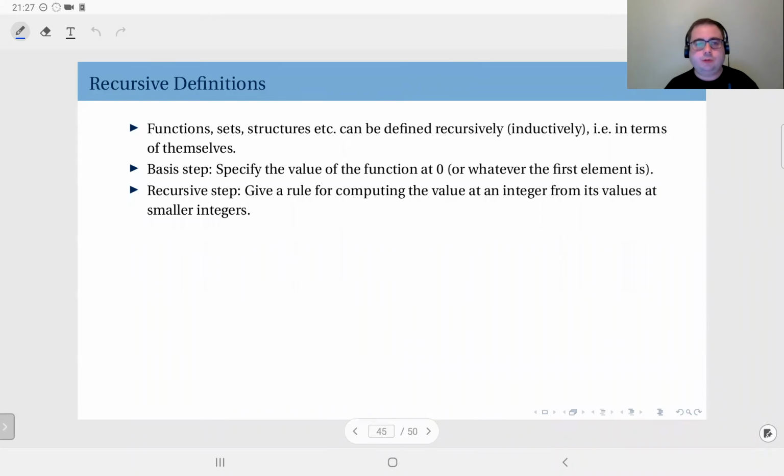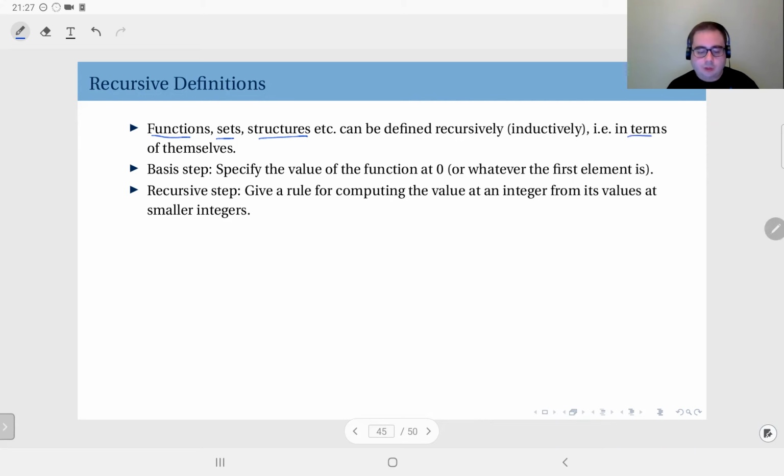Okay, next we are going to talk about recursive definitions. We have talked about mathematical induction, and using induction, we can actually not only do proofs, but we can also make definitions, and we call these recursive definitions, or sometimes inductive definitions too. We can define functions or sets or structures like alphabets or graphs or algebraic structures, etc. Recursively. So what does recursively mean?